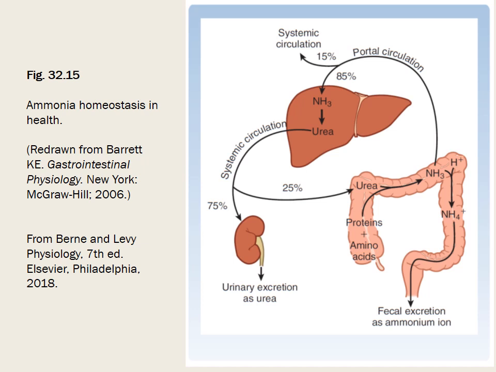Ammonia is causing hepatic coma. If the liver does not work properly, if the liver does not remove ammonia from the blood, the blood ammonia concentration goes up and then can cause coma in patients with liver insufficiency. So this is called hepatic coma.